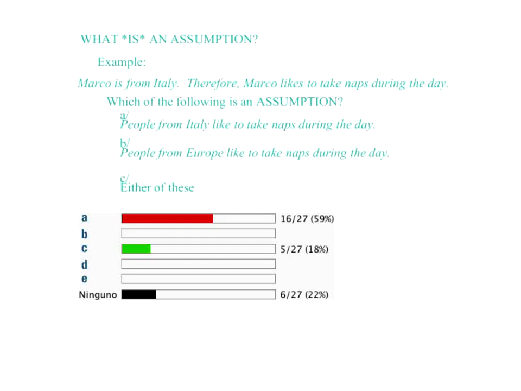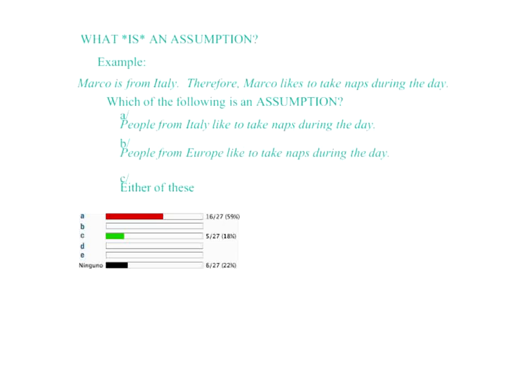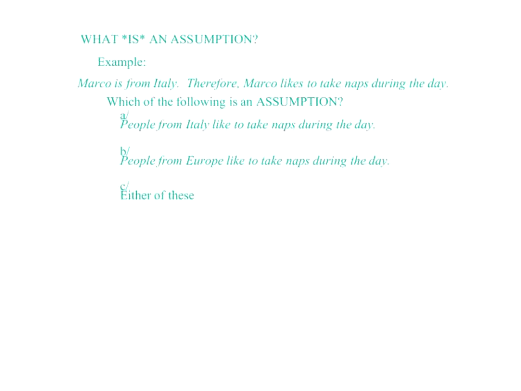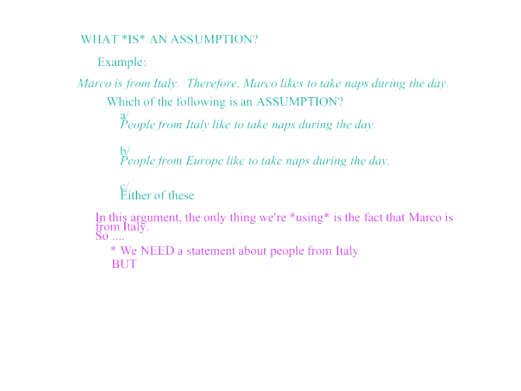Okay, here are your responses. I think most of us seem to understand what's going on here. It should be just A, but let's discuss for those of you who didn't get this right. Let me be brief. The problem with choice B is that it doesn't have to be true. The only concept we're actually using to make our argument is the fact that Marco is from Italy. So this means two things. The first thing is we need a statement about people from Italy. But what we don't need, because it's way too general, as some of you have been pointing out, is to know anything about people from the rest of Europe.